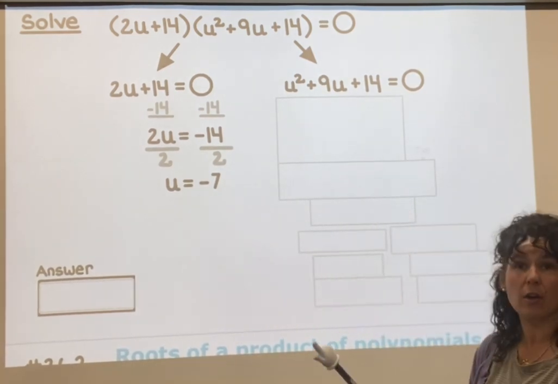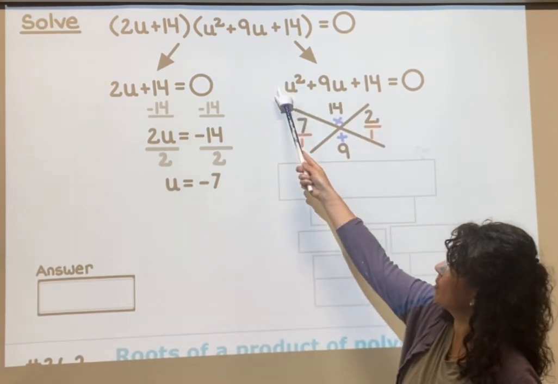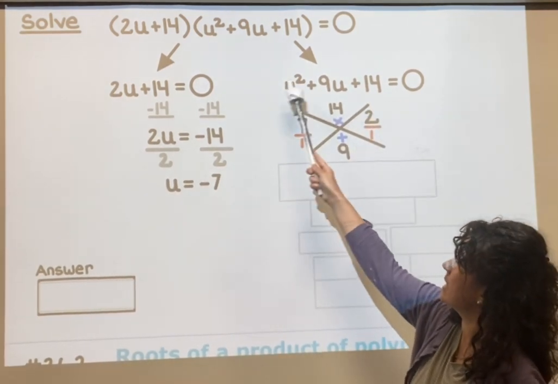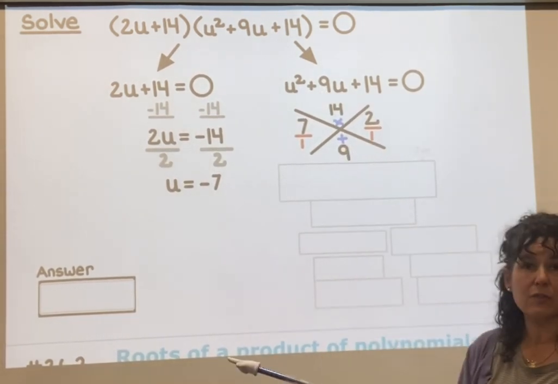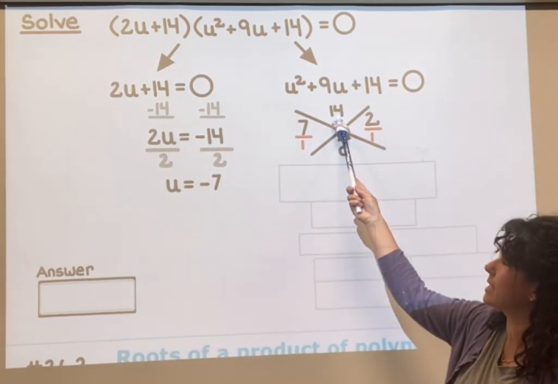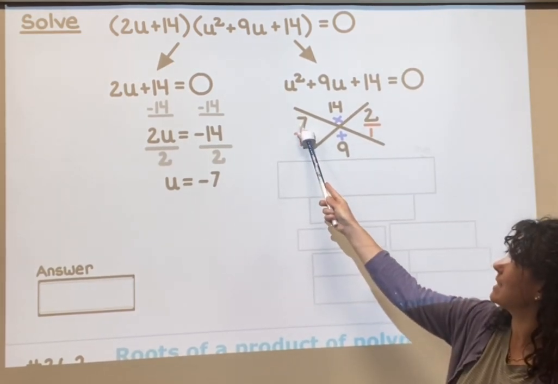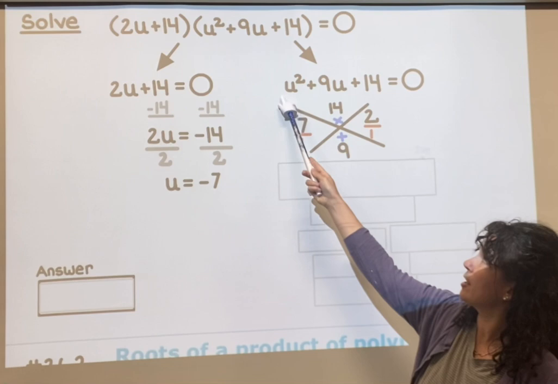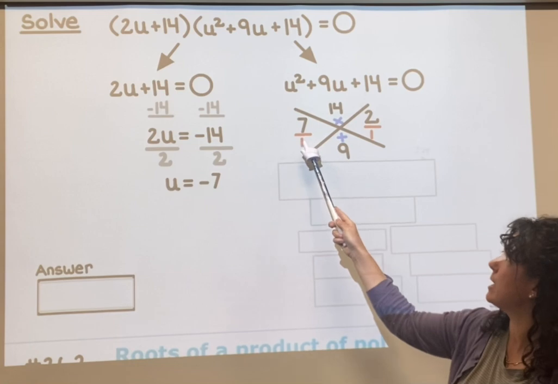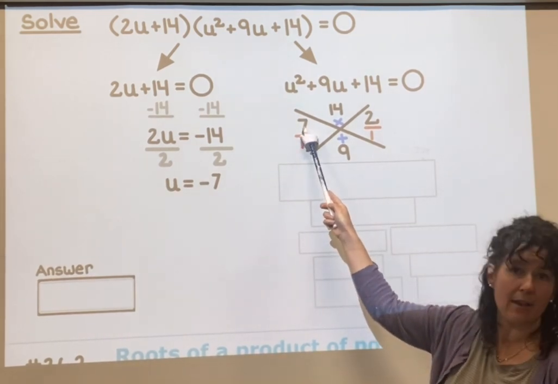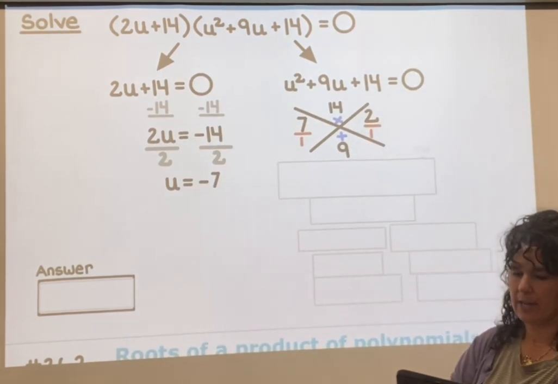Okay, here I'm going to factor, and I use the x technique here. So the number in front is 1, the number at the end is 14, so 1 times 14 is 14, and 9 goes here. I'm trying to think of two numbers that when I multiply them I get 14, and when I add those two numbers I get 9, and that turns out to be 7 and 2. Okay, over the number in front, so over 1, so this is going to factor to be 1u plus 7 and 1u plus 2.